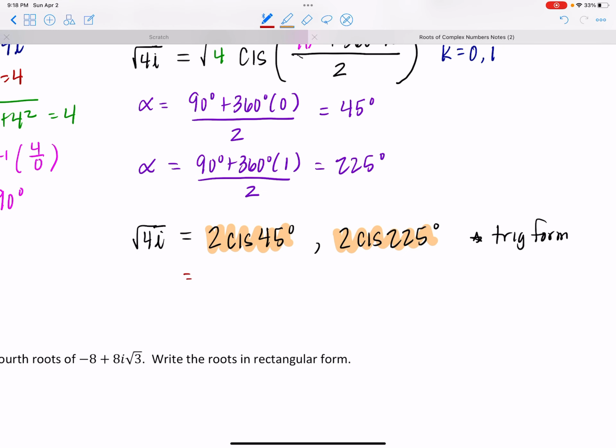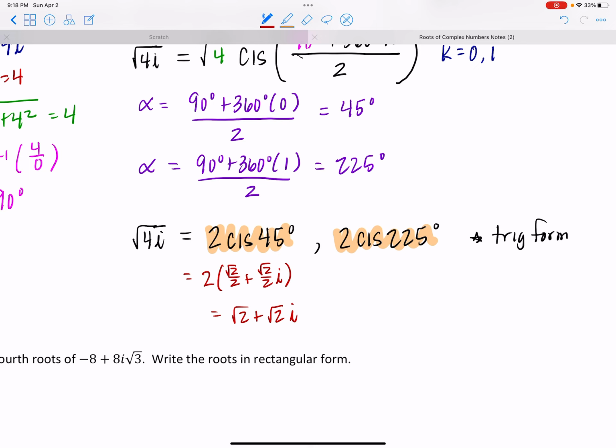So this would be 2 times the cosine of 45, which would be radical 2 over 2, and then i times sine of 45, which is also radical 2 over 2, and then we multiply in that radius of 2, and we end up with radical 2 plus radical 2 i, or i radical 2.